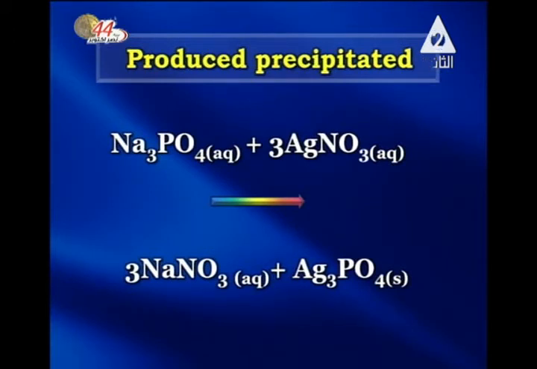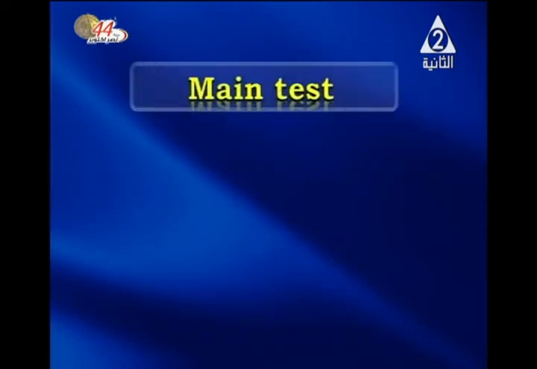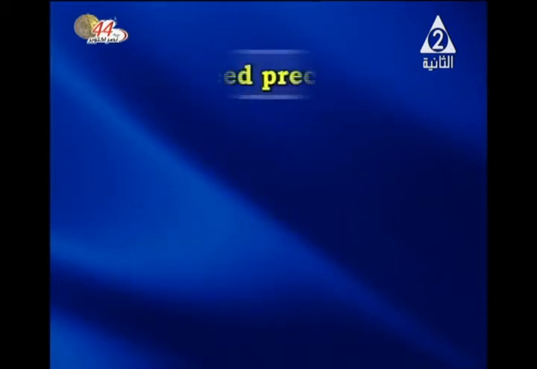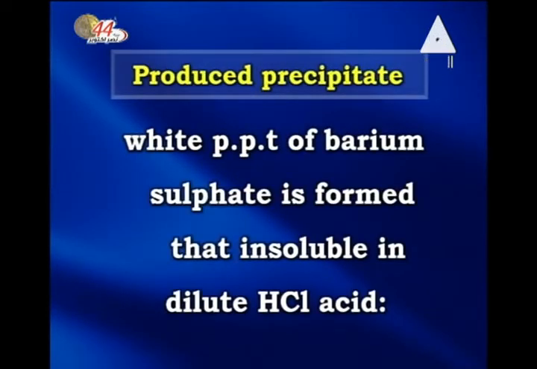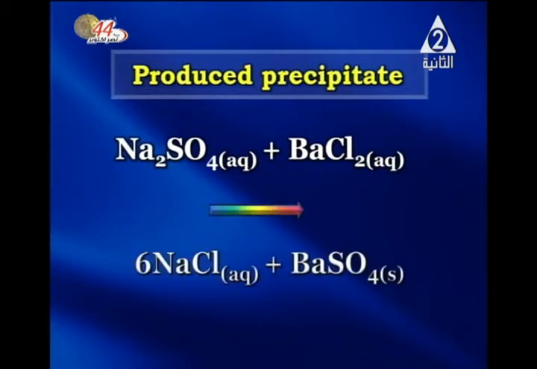As the equation shows, sodium phosphate plus silver nitrate gives sodium nitrate and silver phosphate, which is yellow precipitate. The second radical, my dear student, in the barium chloride group is the sulfate radical, which has symbol SO4 -2. The main test, the salt solution plus barium chloride solution, gives white precipitate of barium sulfate, which is insoluble in dilute hydrochloric acid. As the equation shows, sodium sulfate plus barium chloride solution gives aqueous sodium chloride and white precipitate of barium sulfate, as the following animation will show.